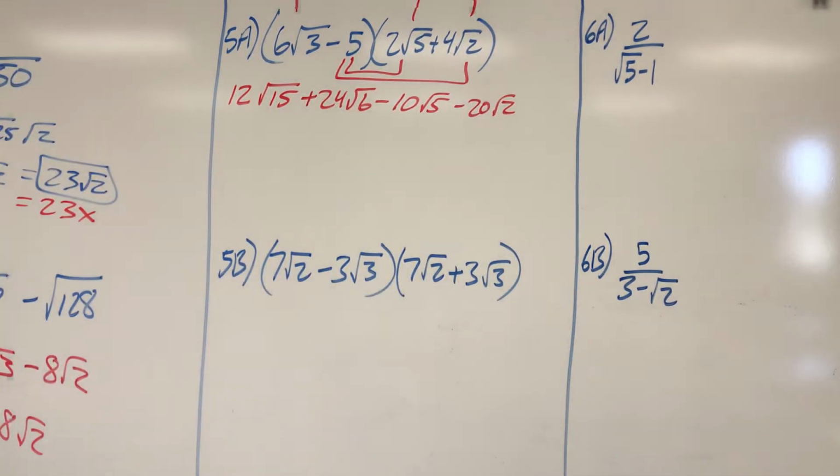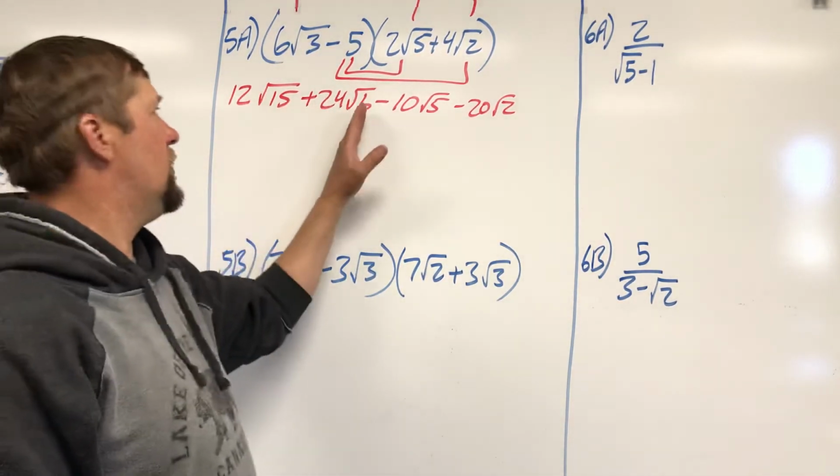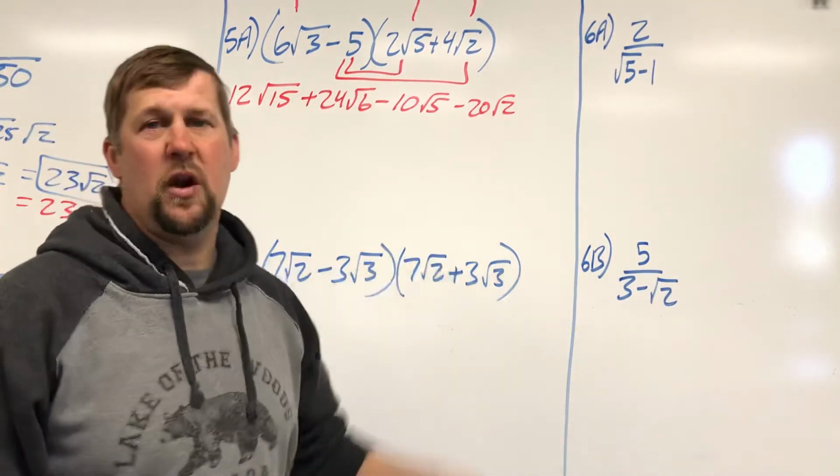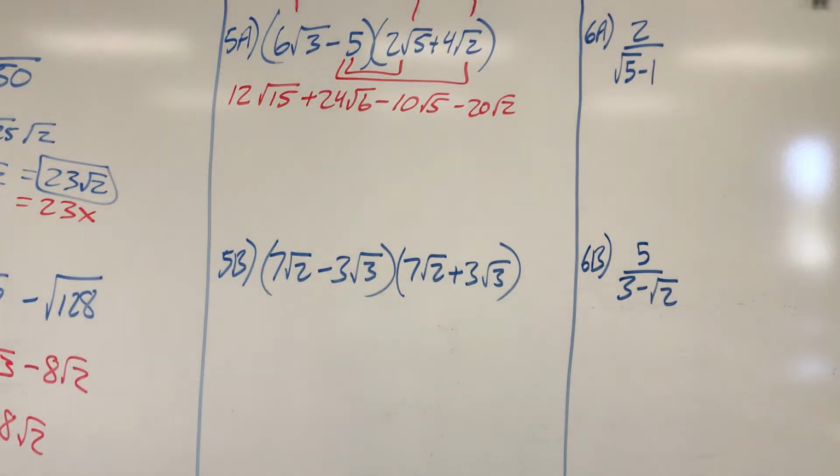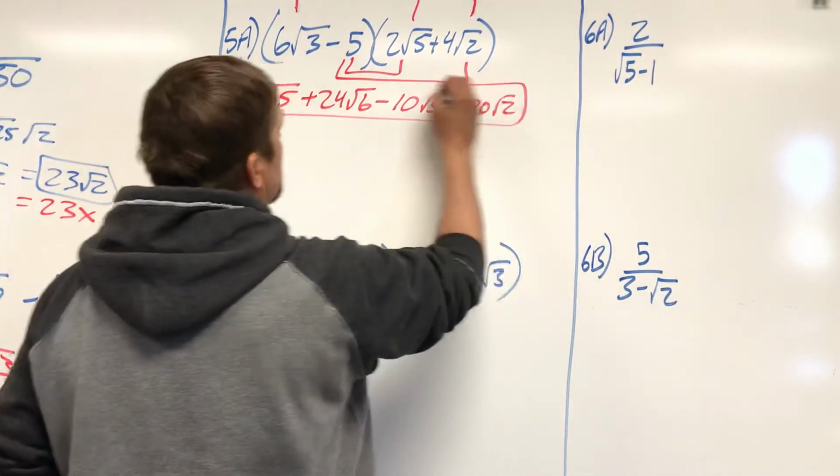If you notice that none of these have like radicals, the square root of 15, square root of 6, square root of 5, square root of 2 are not like. You cannot add those together. That is my final answer.